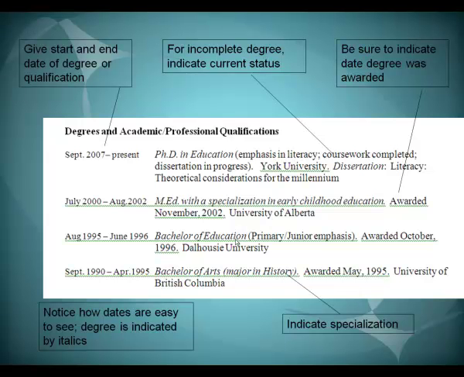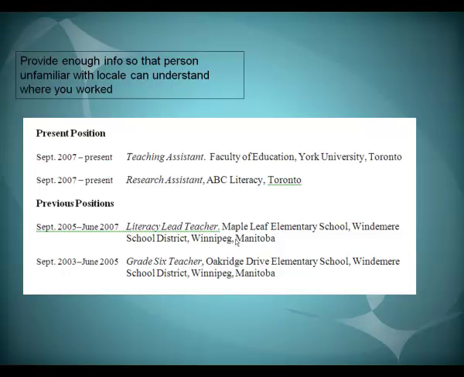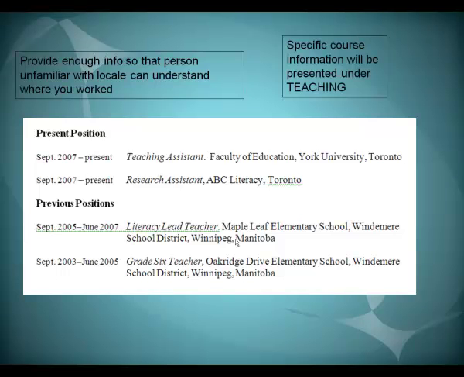Now, when you're trying to describe your employment, you need to provide enough information so that somebody who's unfamiliar with the locale where you worked could understand it. So, for example, it's not enough to say York University. You have to say York University, Toronto, because people will get it confused with York over in England. And I think it's the University of York. But nevertheless, you need to be clear enough.